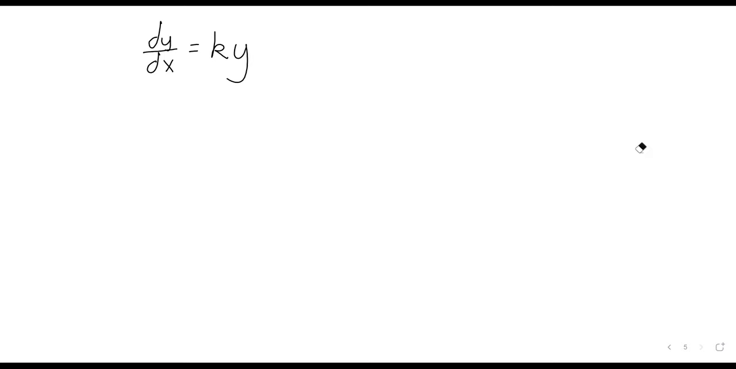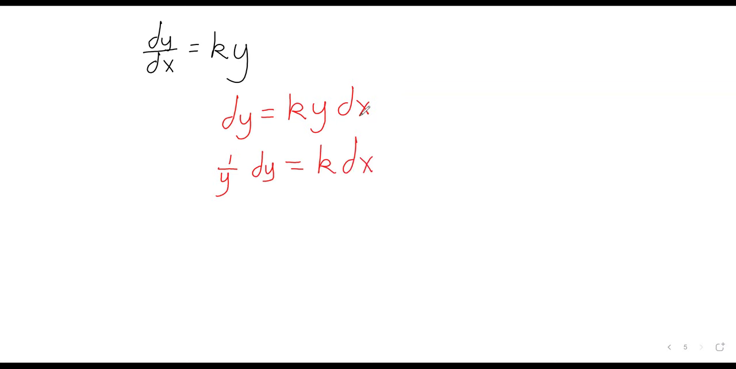What we can do is separate our x's and y's. dy equals ky dx. Again, we'll treat dy/dx as if it were a fraction, and we'll multiply both sides by dx. And if we divide both sides by y, we get 1 over y dy equals k dx. And we have successfully separated our variables. The y's are on the left, the x's are on the right.